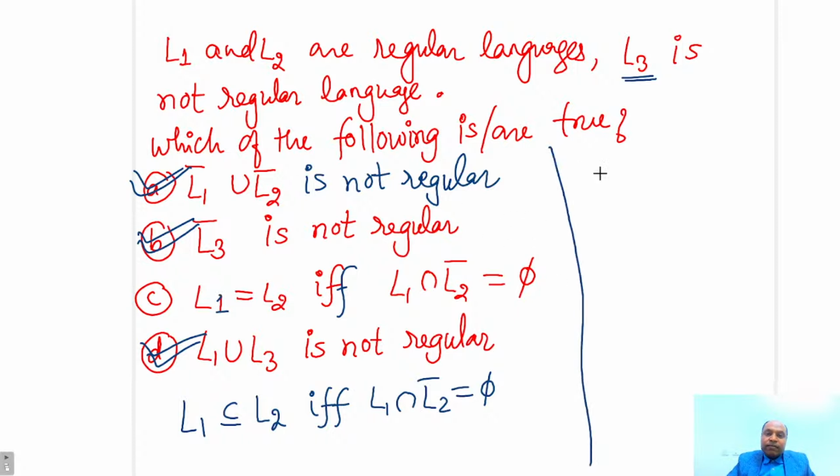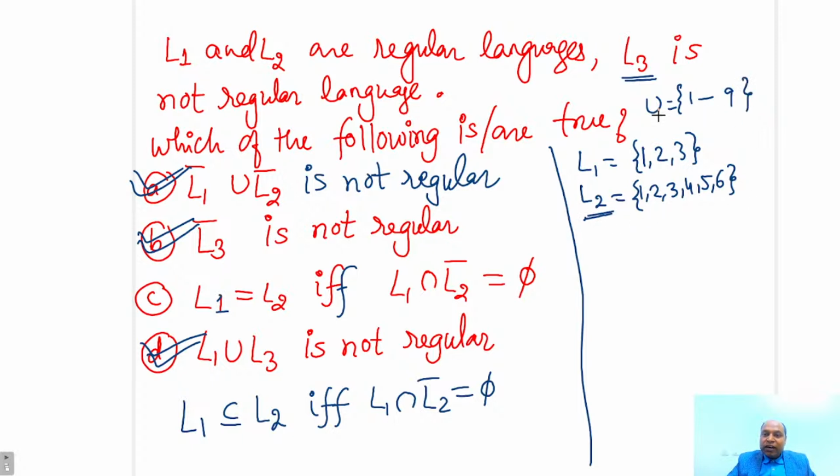Now let's check in another way. Let L1 equal 1, 2, 3 and L2 equal 1, 2, 3, 4, 5, 6. Let's take the universal set as 1 to 9. L2 is 1, 2, 3, 4, 5, 6, so L2 bar will be 7, 8, 9. The intersection of L1 with L2 bar gives phi. Can we say that L1 equals L2? No, this is false. So the correct answer for this question is A, B and D.